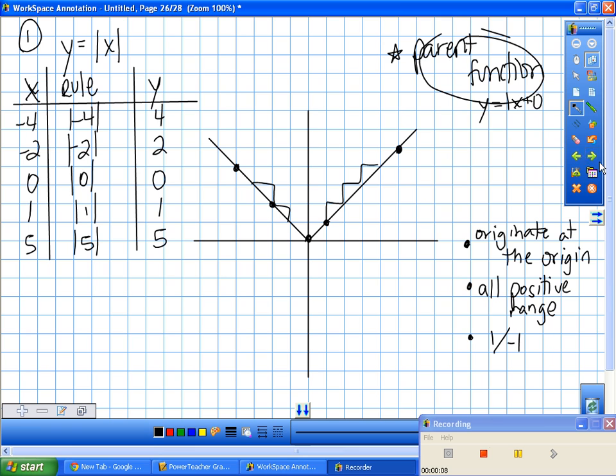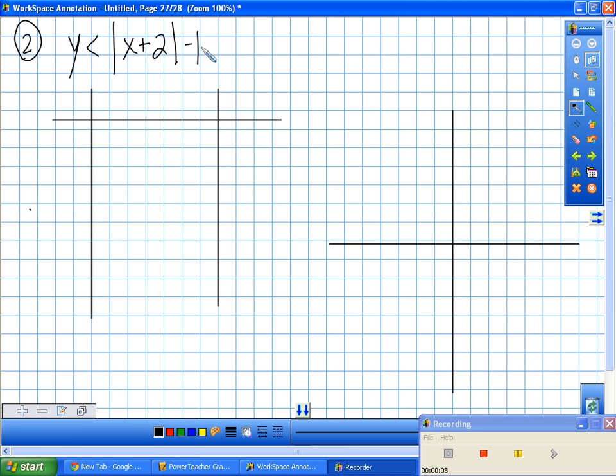So now we take the same concept and we're going to transform it. So when we start adding things in, we start subtracting things, now our parent function gets transformed. We're also in this example going to throw in this idea of an inequality instead of just an equation. So again, using our table of values, we are going to find 5 points that we can plot on our graph to give us some sort of idea of what this graph looks like. So I'll do -4, -2, 0, 2, and 4.